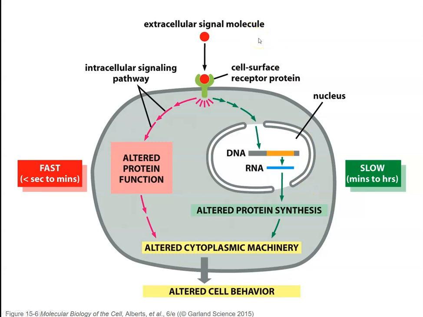So this is just a generic explanation of what happens. If we have an extracellular signaling molecule and it binds on a cell surface receptor, then that activates some kind of intracellular signaling pathway that can alter protein function. Maybe it alters cytoplasmic machinery, which causes a change in cell behavior. Or maybe it's able to influence what goes on in the nucleus in terms of binding to DNA and ensuring that messenger RNA and protein is made. So we have altered protein synthesis, which also can alter the cytoplasmic machinery and alter cell behavior.